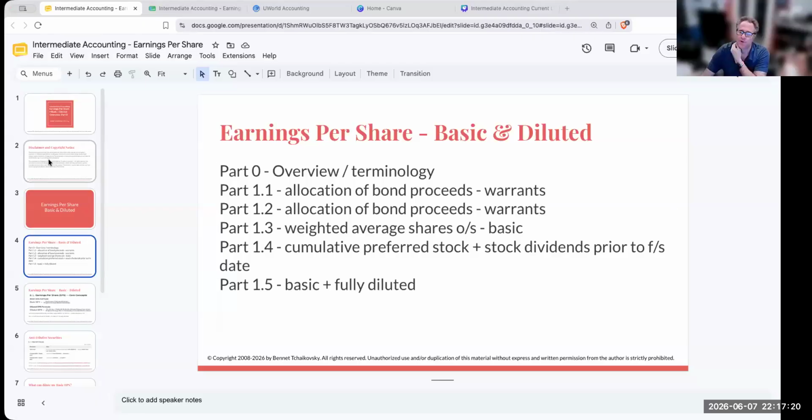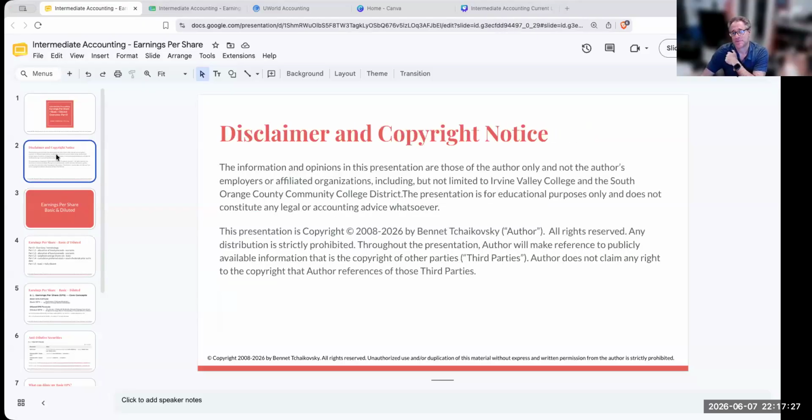Hello, everybody. This is Bennett Tchaikovsky, and welcome to some more intermediate accounting fun. We're going to be looking at some weighted average shares outstanding, basic computation. But before we get there, we've got this right here.